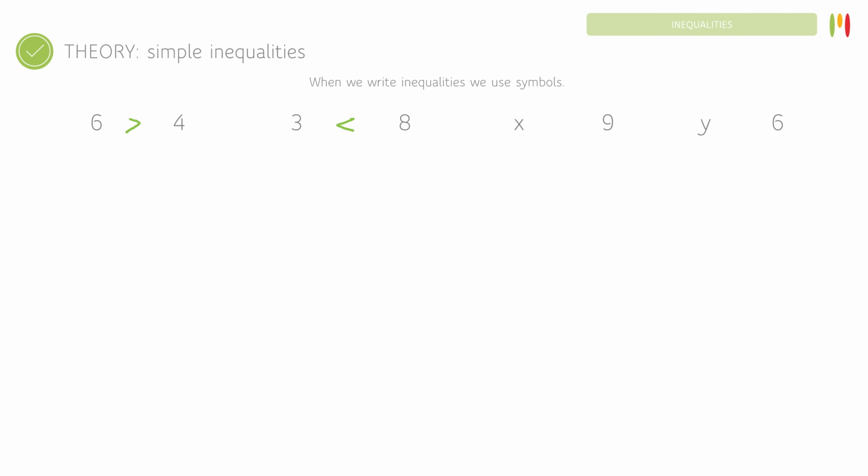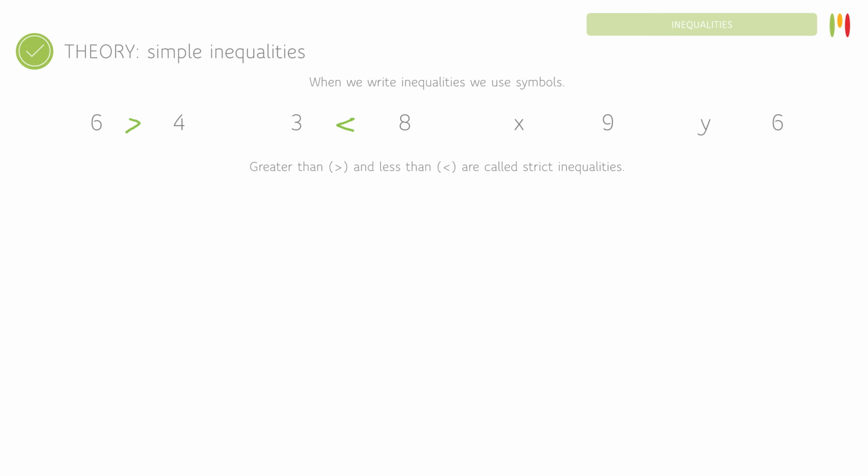A good way to remember which way to write the symbol is to imagine that the mouth of the symbol is eating the bigger number. I like to think of it as Pac-Man wanting to eat as much as he can, so he eats the bigger number. We say greater than and less than are strict inequalities.